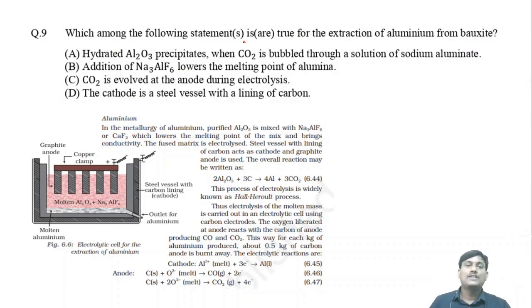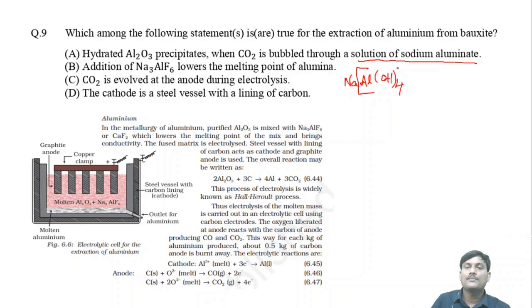Which among the following statements is true for the extraction of aluminium from bauxite? The first option: hydrated Al2O3 precipitates when CO2 is bubbled through a solution of sodium aluminate. Here, a solution of sodium aluminate contains Na[Al(OH)4].